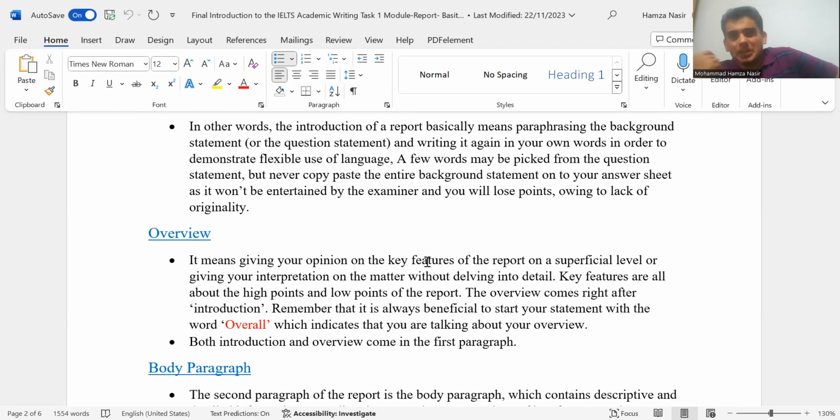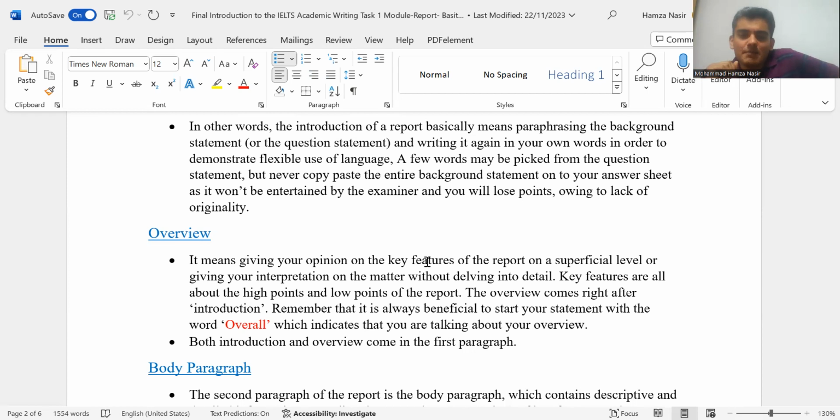Is it increasing? Is it decreasing? What is the biggest value? What is the smallest value? So that's basically what an overview is. Obviously, we're going to do some practice. You'll understand this better once we do a sample report. So just remember, guys, the overview comes right after the introduction.